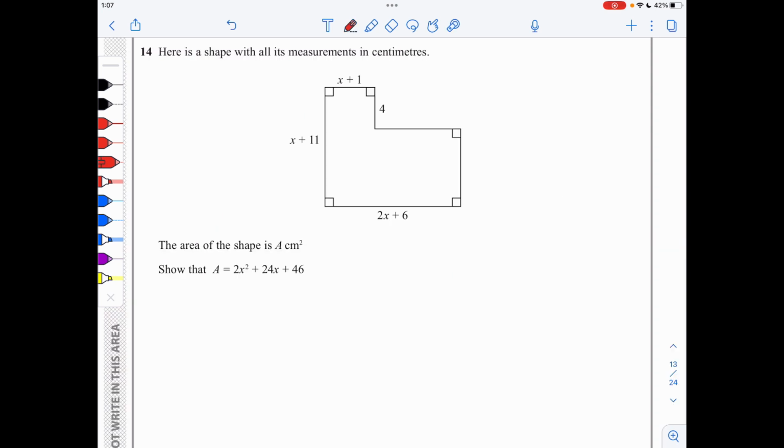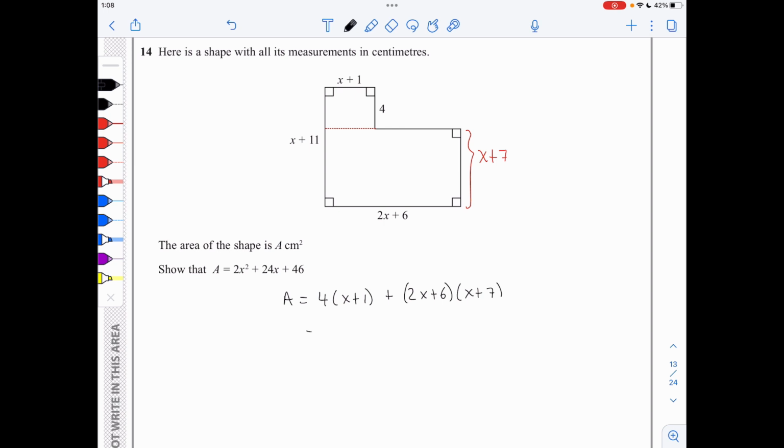In 14, we need to show that the area of this shape is given by the expression 2x squared + 24x + 46. I will start by splitting this into two rectangles. So we can see that this part here is x + 7, because all of this was x + 11 and this is 4. So we can say that the area is 4 times (x + 1) plus (2x + 6) times (x + 7).